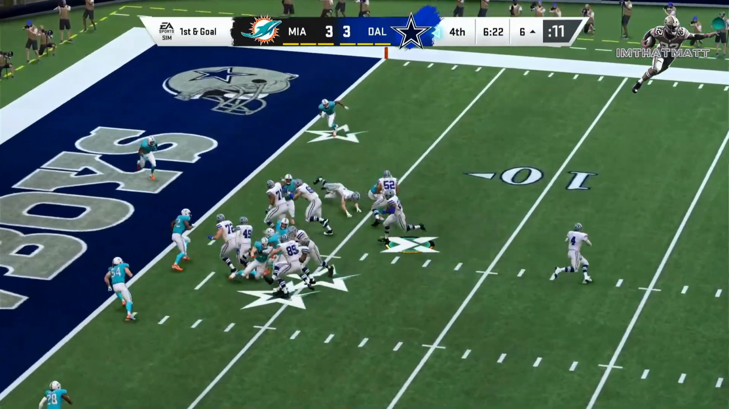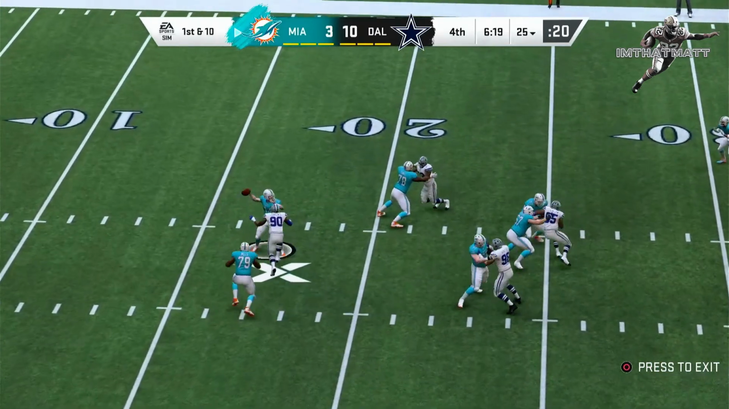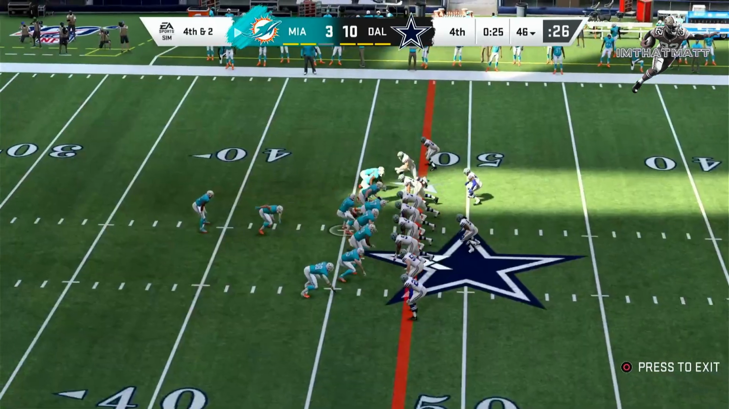Anyways, that will do it for my testing results on Coach Mode. Let me know your thoughts down below. Which option do you prefer the most between full auto sim or partial play-in?